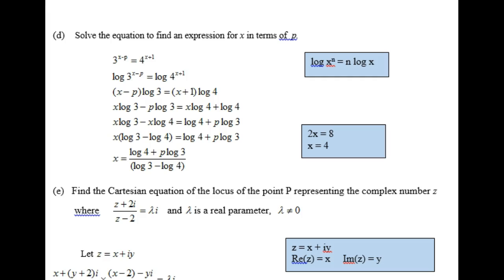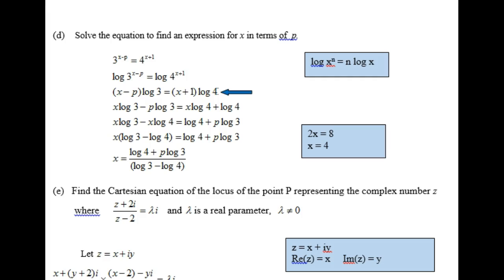Question D uses that little bit of log theory, the log of x to the power of n. The n can be written out the front to become n log x. So when I'm solving equations, I can do the same operation on each side, such as adding or subtracting, multiplying, dividing. I can also write the word log on each side. And that allows me to apply the log property I've got there. When I bring the power out the front, the x minus p goes into a bracket. Similarly, x plus 1 becomes brackets x plus 1 log 4. Now I need to expand that out.